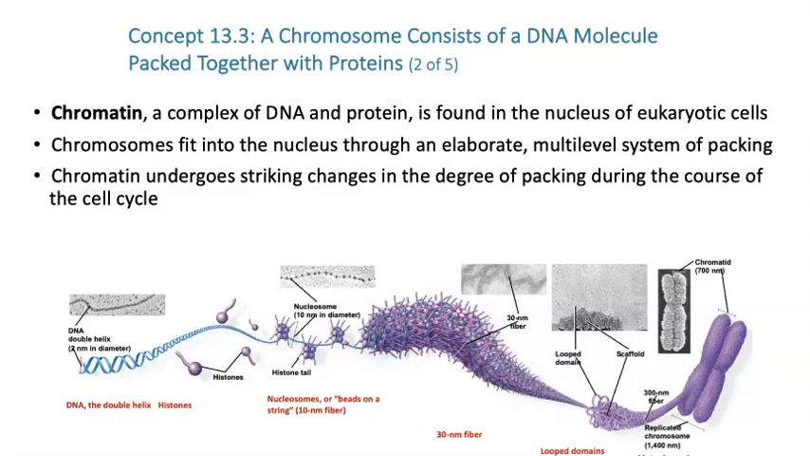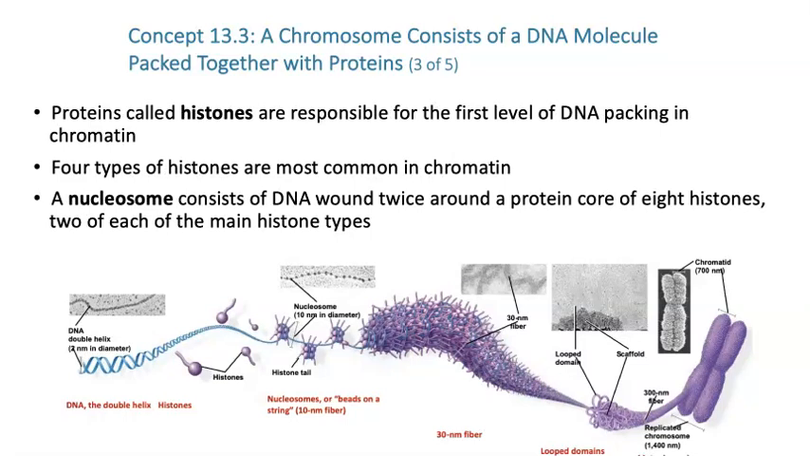Chromosomes fit into the nucleus through this very elaborate multi-level system of packing, because it turns out that chromosomes, if they're completely unwound, if they're not coiled up, are very, very long. And so how do you get this huge molecule to fit into a fairly small nucleus? Well, you've got to pack it. So what we're going to see is chromosomes going through this very interesting and complicated kind of cool change in the way that they pack and the amount that they pack during the course of the cell cycle.